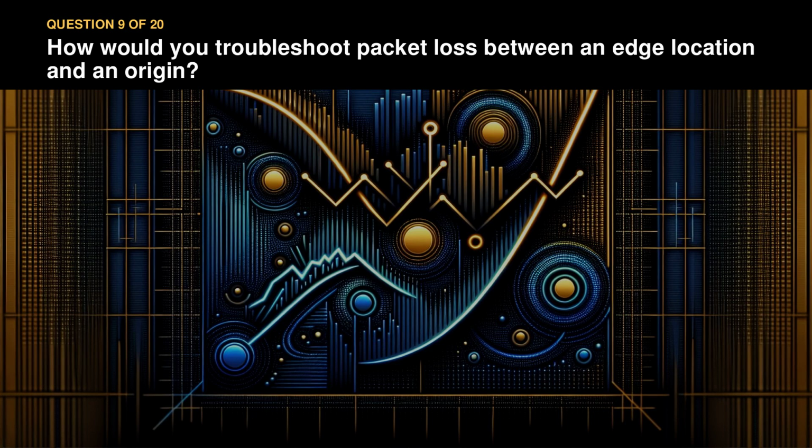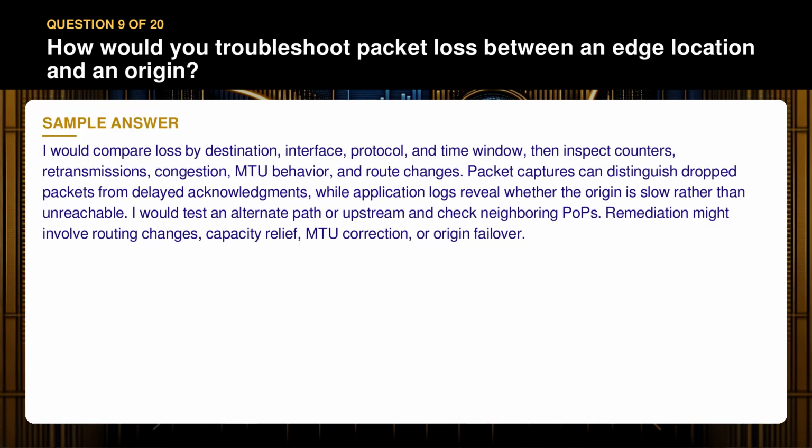Question 9. How would you troubleshoot packet loss between an edge location and an origin? I would compare loss by destination, interface, protocol, and time window, then inspect counters, retransmissions, congestion, MTU behavior, and route changes. Packet captures can distinguish dropped packets from delayed acknowledgements, while application logs reveal whether the origin is slow rather than unreachable. I would test an alternate path or upstream and check neighboring POPs. Remediation might involve routing changes, capacity relief, MTU correction, or origin failover.